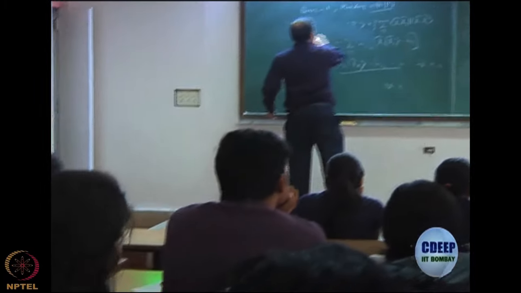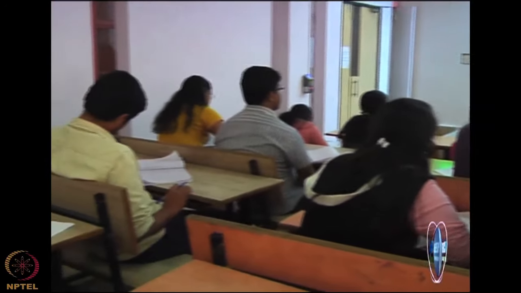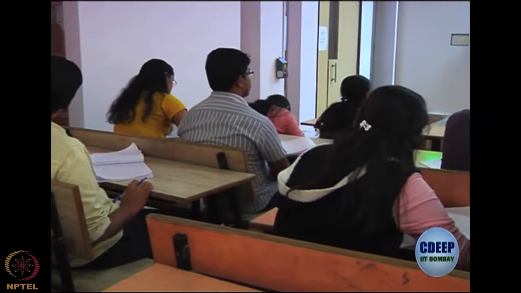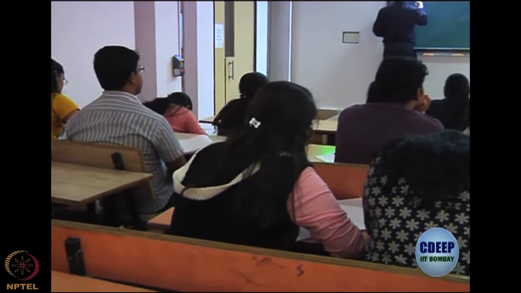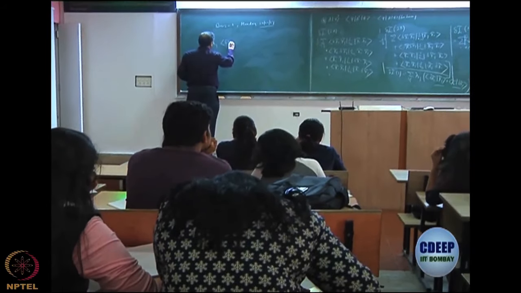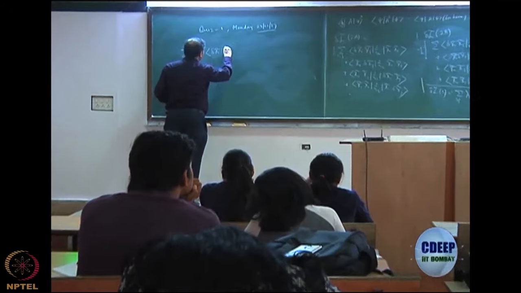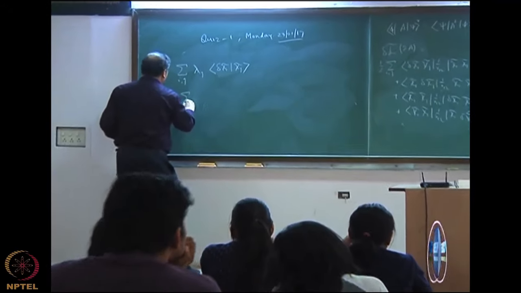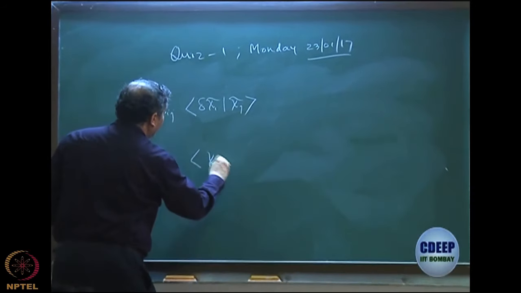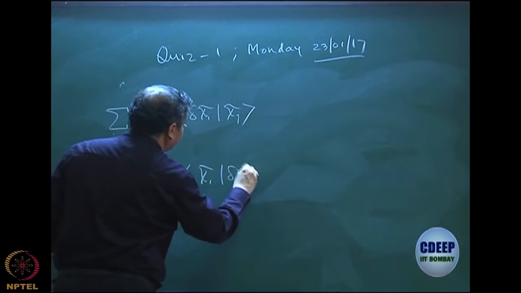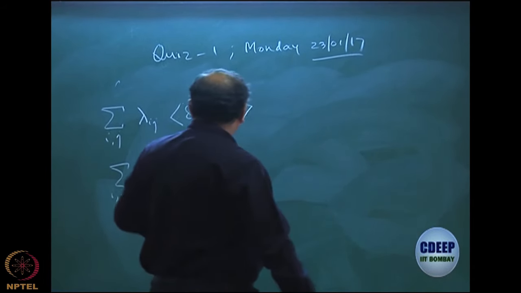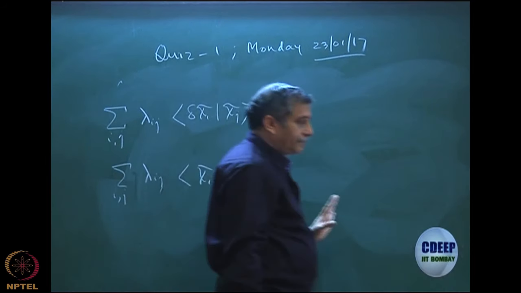So essentially what we are doing is the following. I have a set which is sum over ij lambda_ij delta chi_i tilde chi_j tilde, and then I have another term which is sum over ij lambda_ij chi_i tilde delta chi_j tilde. So I have to show that this is the conjugate of this.